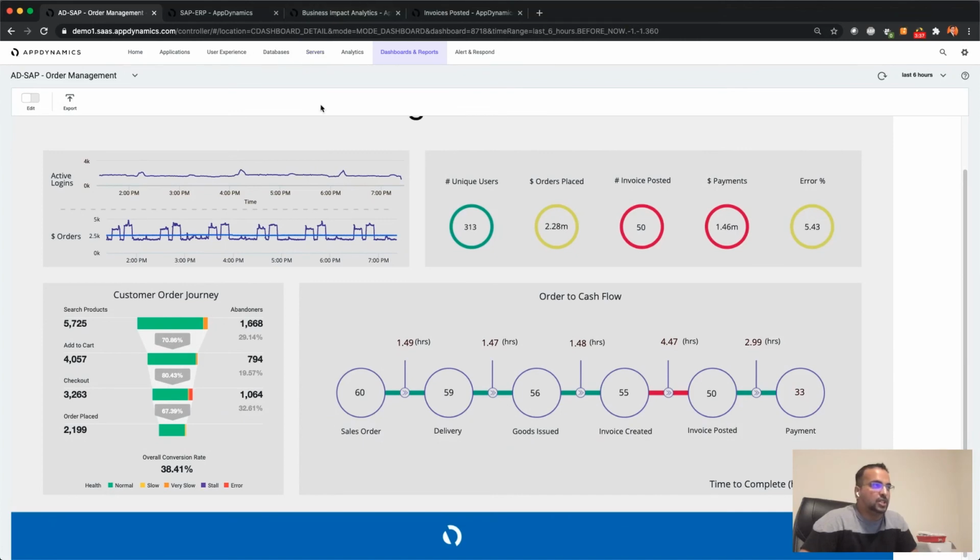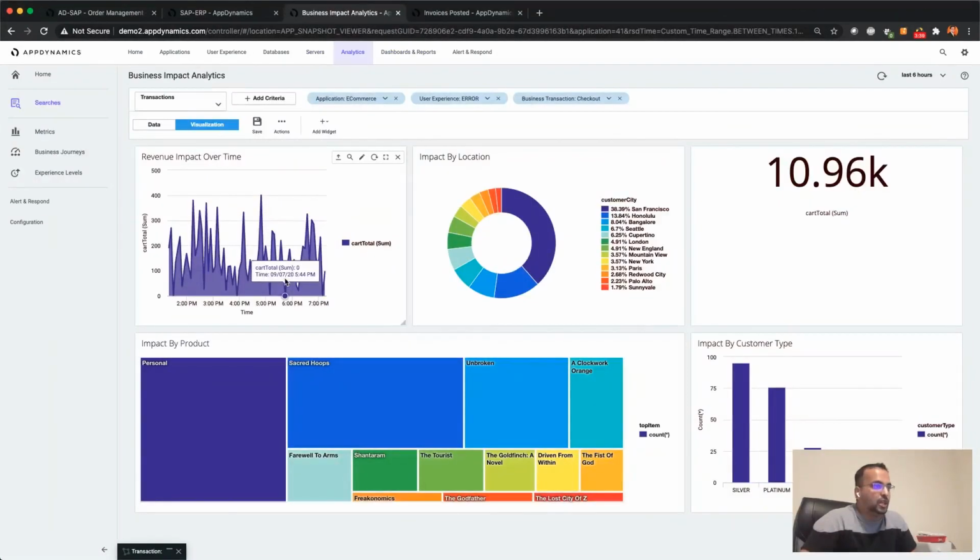Once we drill down into this customer order journey, we find a pre-curated dashboard or widget which tells us which application is having this issue and what the user experience is, which is what we're interested in. We are interested in seeing who is having errors while performing the checkout transaction, which customers, and we can tag them by geo. We can see the business impact that has happened due to this error in transactions, and we can also identify which of our customers are having this problem.